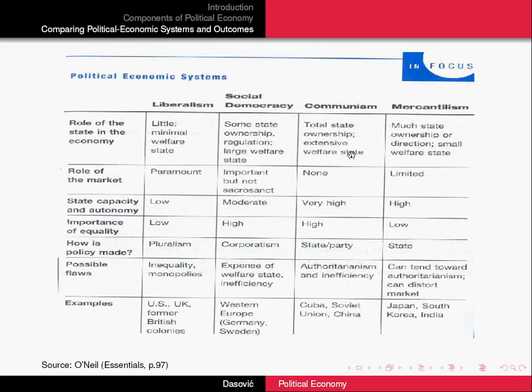Okay, communism, of course, is total state ownership. In classical communism, there is no market because there is no private property, right? That's the basis. A communist system is one in which there's no private property. And mercantilism is also sort of a lot of state ownership and a lot of state direction, a smaller welfare state in which the role of the market is more limited than it is in liberalism, in which the state really plays a very large role. And you've found this in Japan, especially in South Korea, and to a smaller extent in India.